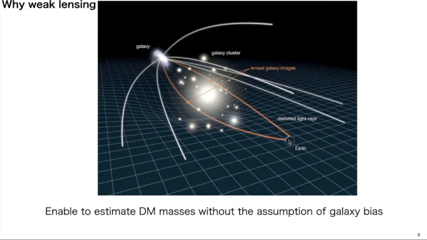the observation. So by using weak lensing, we can estimate the dark matter masses without any assumption. I mean, if we observe the baryonic matter, then we need to use the galaxy bias. But if we use weak lensing, we don't need to assume any galaxy bias. So weak lensing is an unbiased method to estimate the galaxy or lens masses. Okay, so this is the merit, the advantage, of weak lensing.